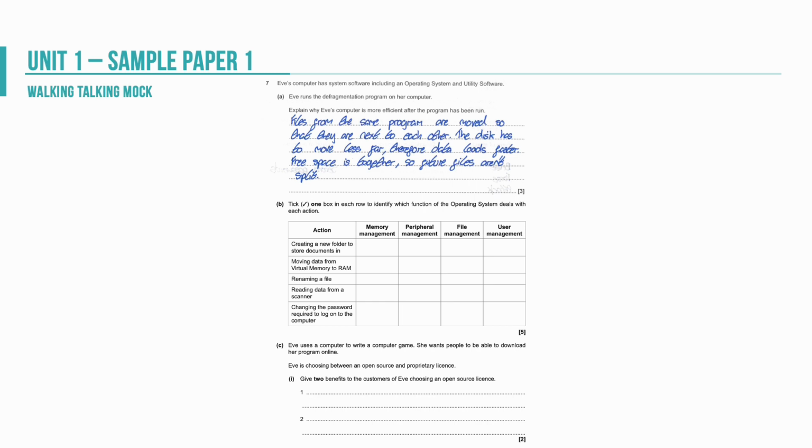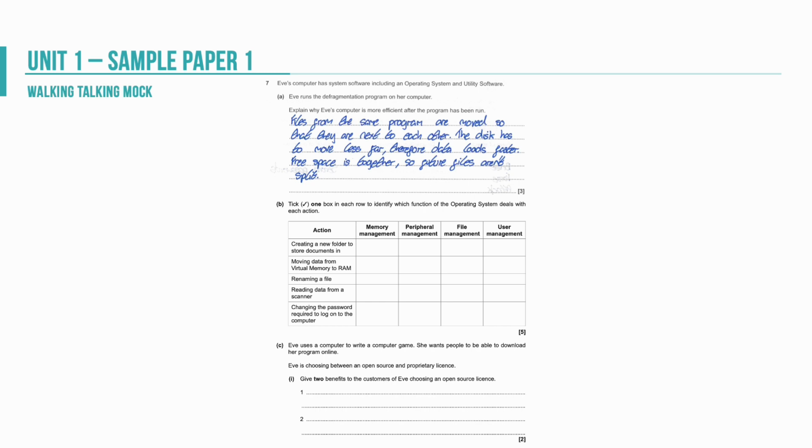Well, defragmentation is when we put all of the files that are related into one part of the disk. So files from the same program are moved so that they're next to each other. The disk has therefore to move less far, if we're thinking about a magnetic disk with a moving arm, therefore data loads faster. Free space is also kept together so that future files don't have to be split up. It's all about that idea of on an old-fashioned magnetic hard drive, the moving arm has to move less far and less times, and that makes the computer much more efficient and therefore much faster.